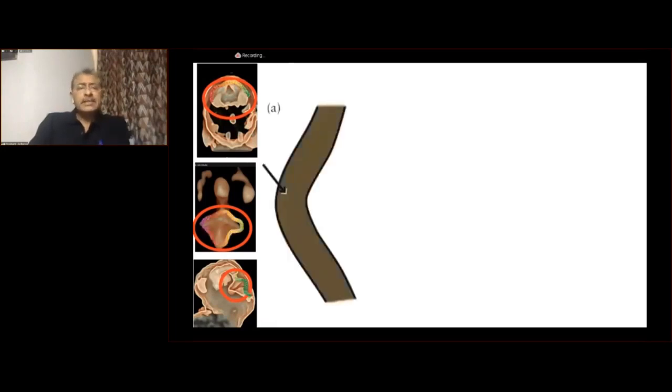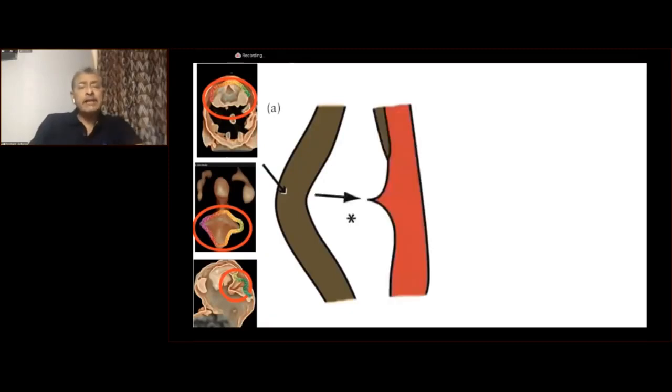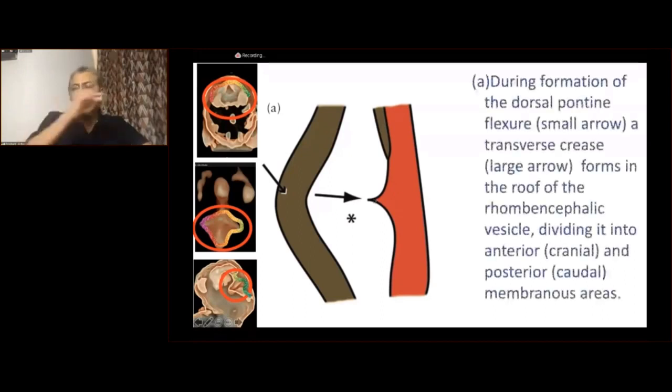As I told you, the pontine flexure is on the anterior aspect of the brain. When you look at the posterior aspect, there is going to be one transverse crease. If you cut it in a line, you are going to see just like a tip. And the upper portion of this tip is known as the membranous anterior, and this is going to be known as the membranous posterior. So this tip will divide into 2 segments, one segment here, one segment there.